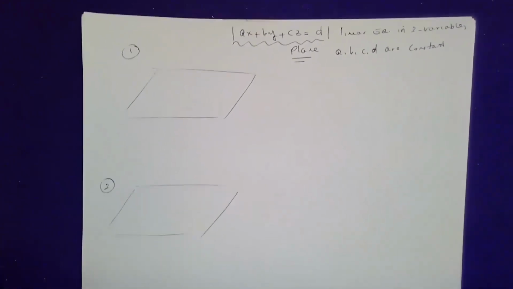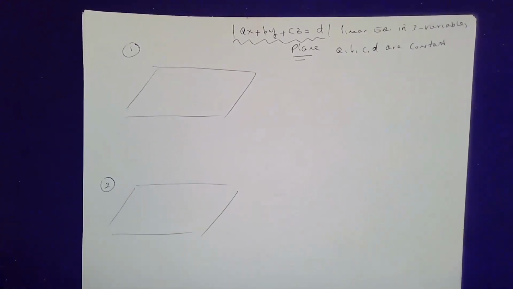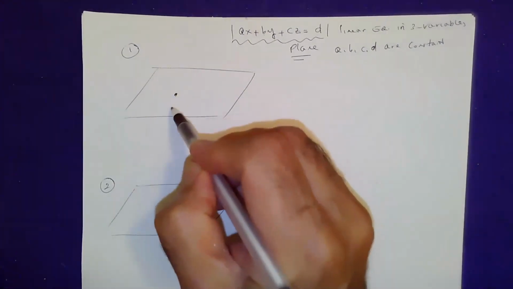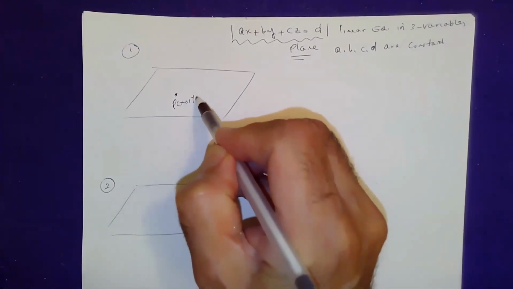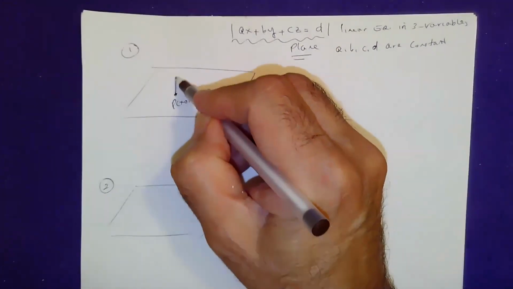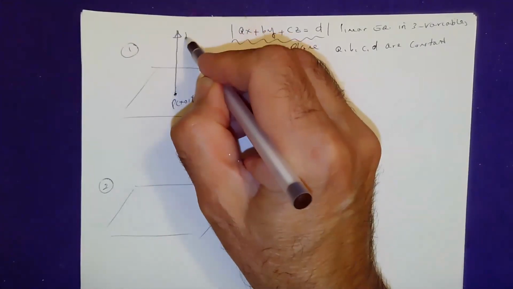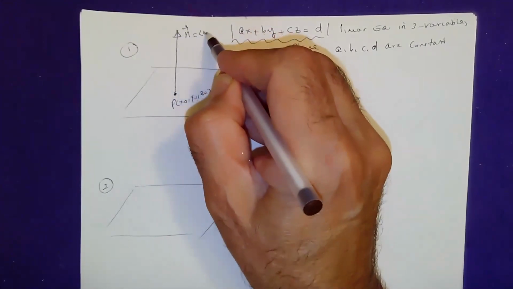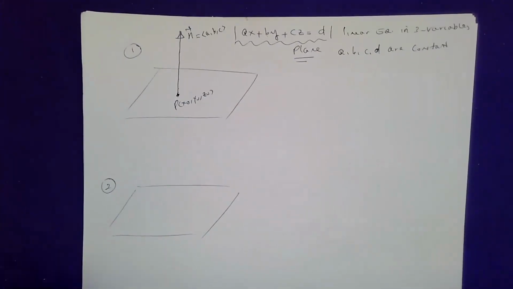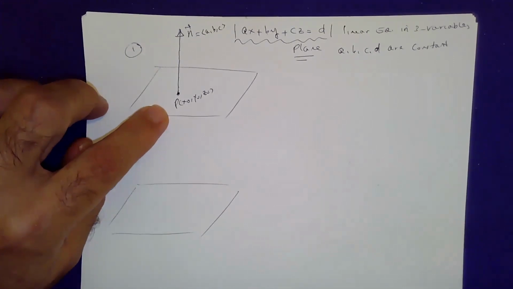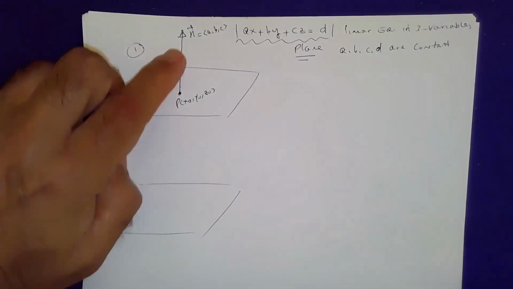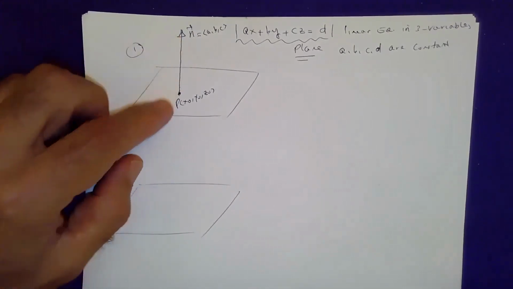So what are the possible ways of finding the equation of a plane? To find the equation of a plane, I need a point on the plane, let's say x0, y0, z0. And I also need a vector called a normal vector to the plane, whose components are A, B, C. So one way to write the equation of a plane is: give me a point on the plane and give me a normal vector to the plane.